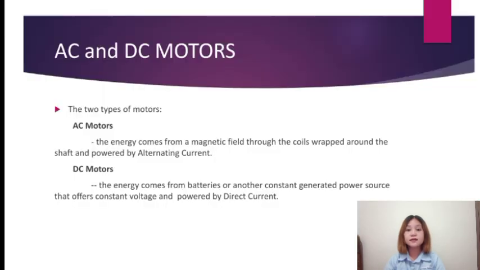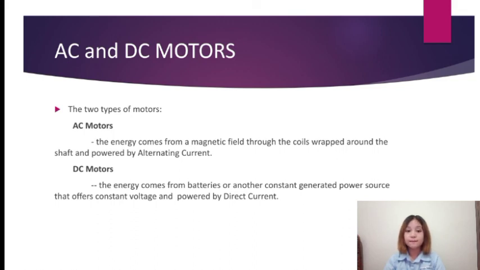And then there are two types of motors, the AC and DC motors. AC motors, the energy comes from a magnetic field through the coils wrapped around the shaft and powered by alternating current. So AC motors are available in either single or three-phase configuration and consist of several parts including the stator and rotor, just like the generators.